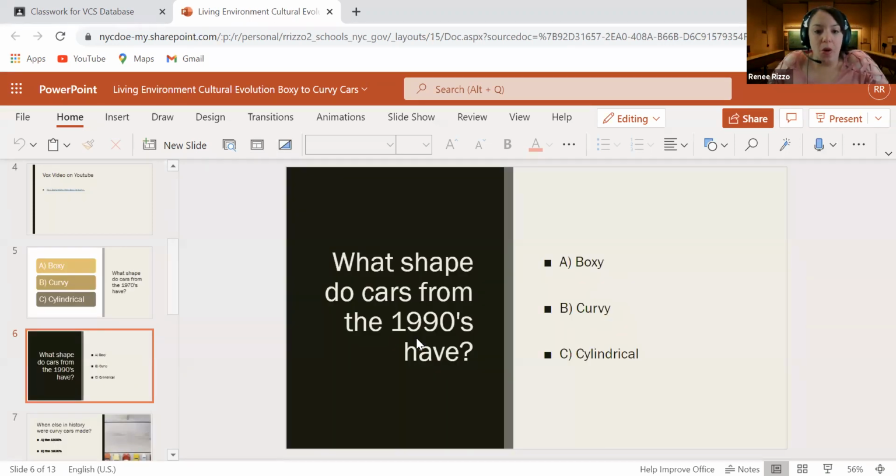Next, what shape do cars from the 1990s have? A, boxy, B, curvy, C, cylindrical. So the answer here, which was elaborated on in the video as well, is B, curvy. If your students did not get these two basic facts, I would definitely go back into the video and review, because this is the overall point of this lesson: cars started out as very boxy in the 1970s, and in the 1990s, they became the curvy style that we see mostly on the roads today.